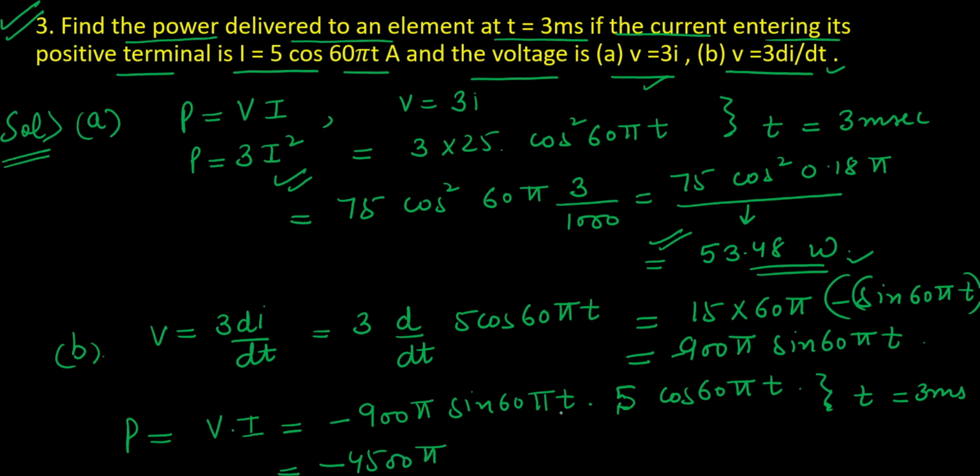After substituting the value of t in the equation, we are getting sine 0.18 pi into cos 0.18 pi. After solving this, we are getting the power to be equal to minus 6.396 kilowatts. So we are getting a value of minus 6.396 kilowatt.